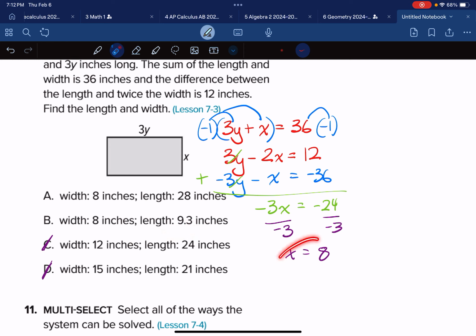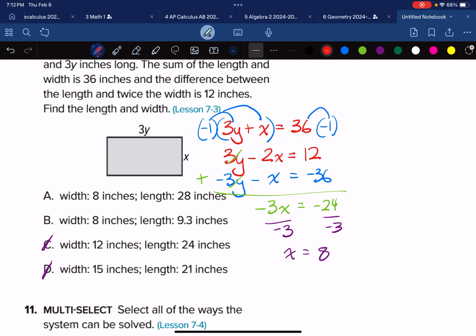Do we want to plug this x equals 8 into that x, into that x, into that x? We can choose whichever one. I guess I can plug it into this x. I don't like the idea of multiplying by a negative 2. I feel like that might trip me up if I forget the negative. So let's plug it into this first equation.